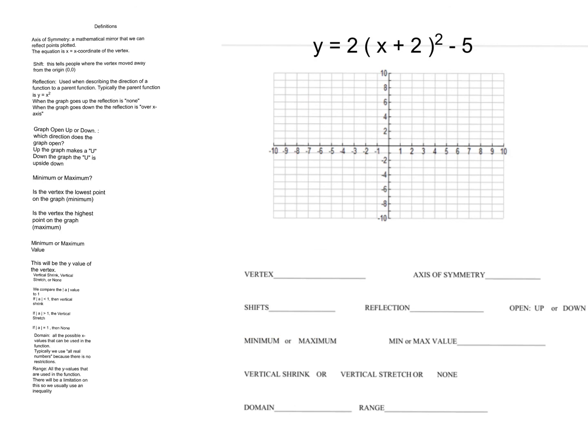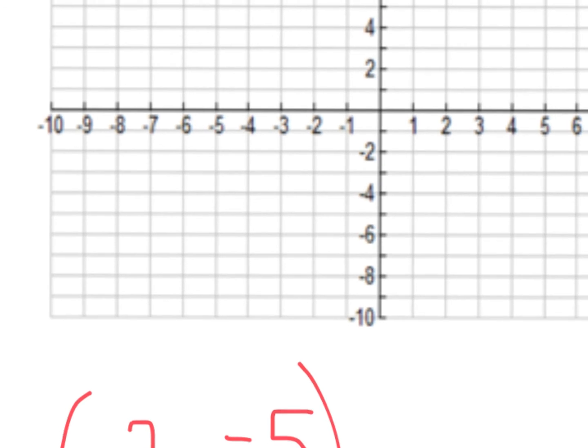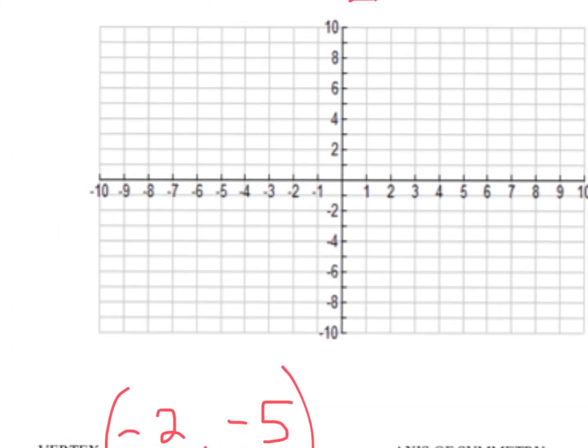Alright, I'll work this one with you one more time and then I'll let you try a couple on your own. Alright, so here we go. Get the vertex. So since this is vertex form, I do the opposite of that, so -2, with whatever this is, so -5. Alright, so let's plot our points. So we're going to -2, -5.